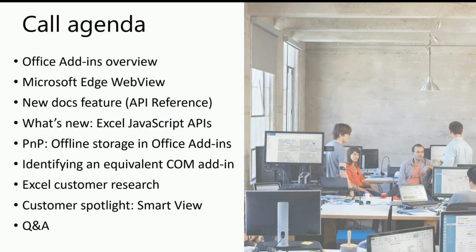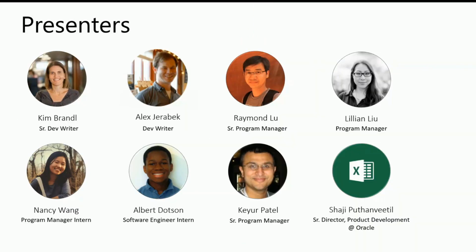We've got a really full agenda today. We have a handful of announcements. Alex will do the Office Add-ins overview for those of you who may be new to Office Add-ins. We're going to learn about what's new with the Excel JavaScript APIs. We're going to take a look at new patterns in practice for offline storage in Office Add-ins. We'll talk about identifying an equivalent COM add-in within your Office add-in. And we'll also have a customer spotlight. Shaji is here with us from Oracle, and he's going to talk about a great add-in they've been building called SmartView.